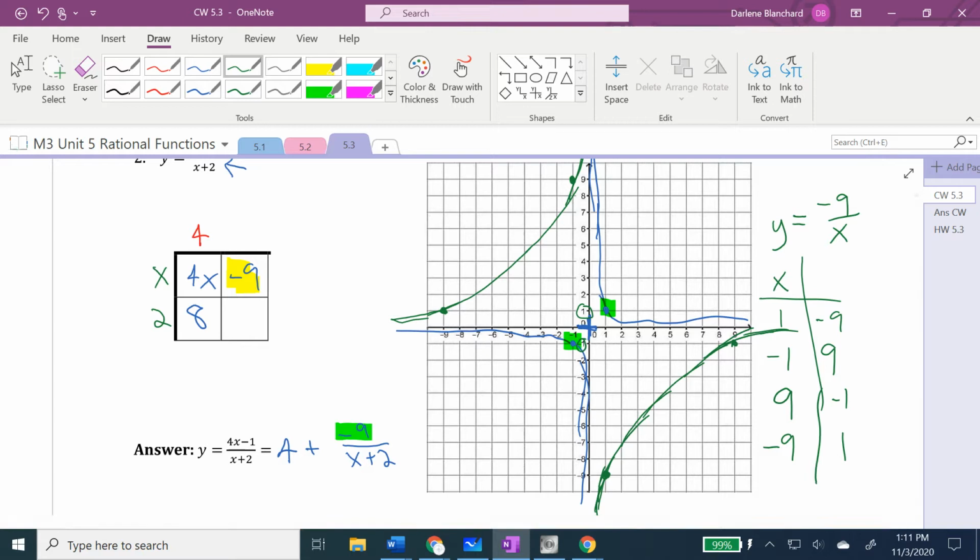Now, the last thing that I do, let me start again. I have my parent graph, then I stretch it to this new graph, and the last thing is the movement. The movement looks at what number is added or subtracted with x and what number is added or subtracted to the function. So according to those two things, how does my newest graph move?